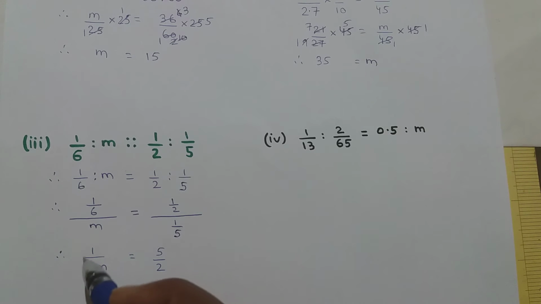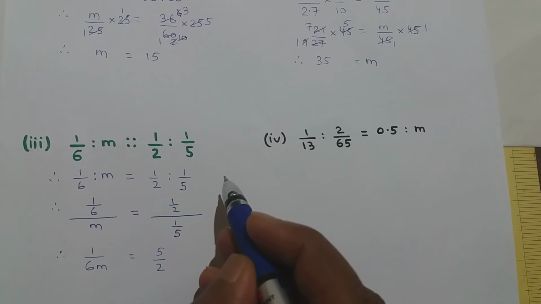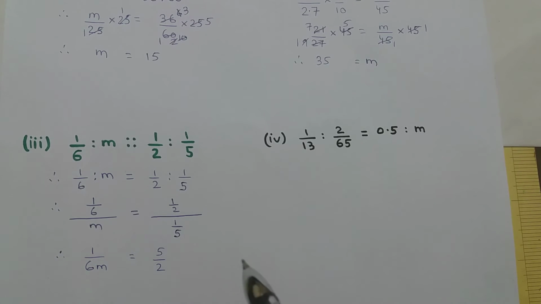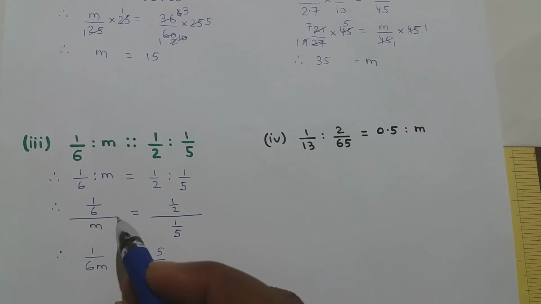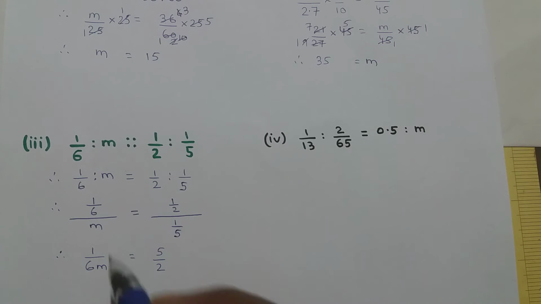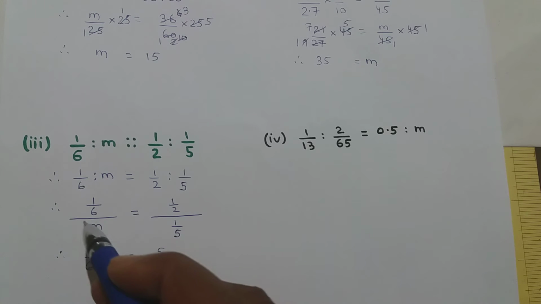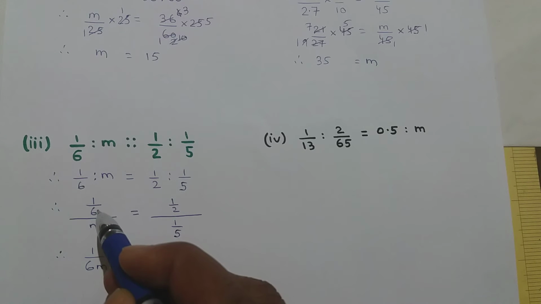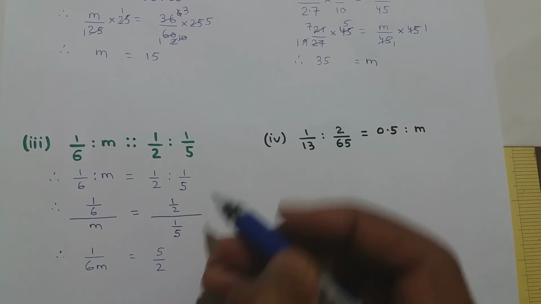And if you didn't understand this particular step, I will do a short working over here to make you understand. First I will make you understand the left hand side of this equation. We have 1 upon 6 upon m. This means 1 upon 6 divided by m. You can consider this as divided by. So 1 upon 6 divided by m.